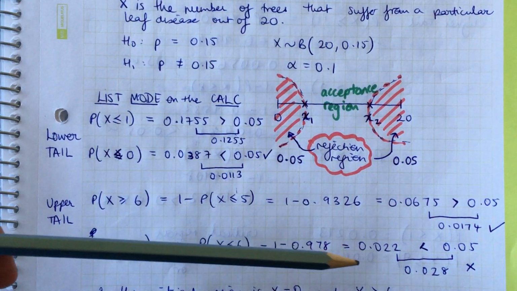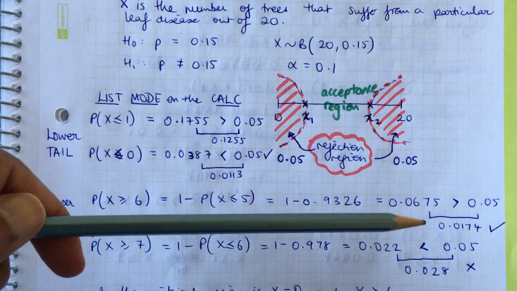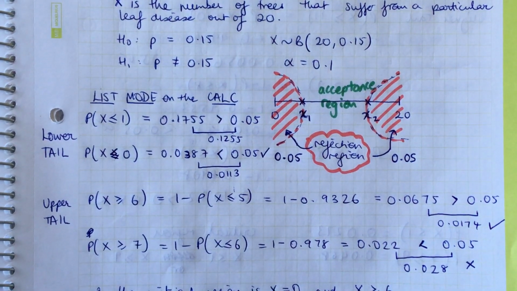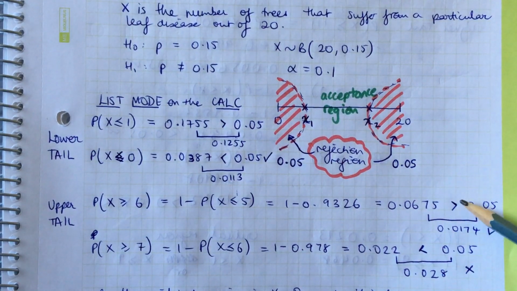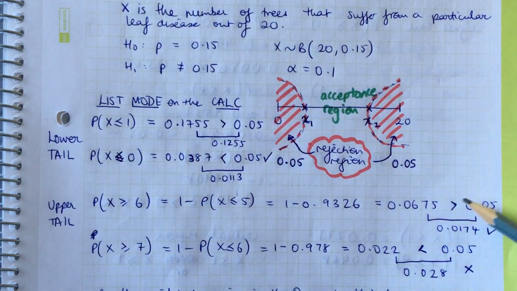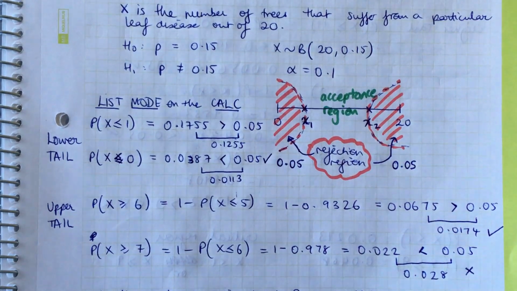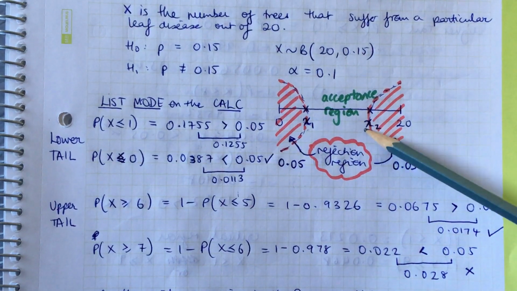I find out the probability there, and that is less than 0.05. But again, because we need to make sure the probability is closest to 0.05, I have to look at the distances between the numbers. Now, although this probability is greater than 0.05, this one is closer to 0.05. Therefore, this is the one that we would have to accept. Okay, so the critical values are 0 and 6.